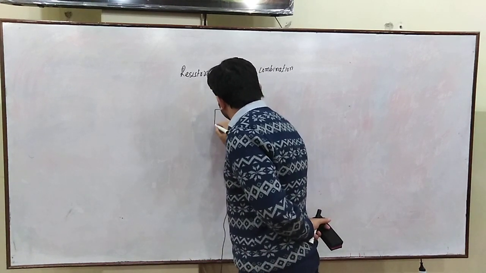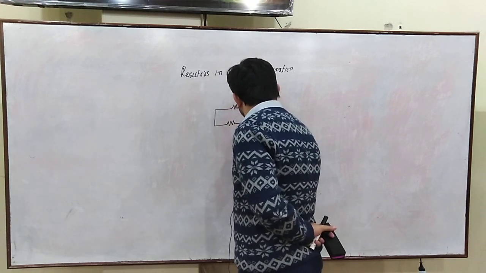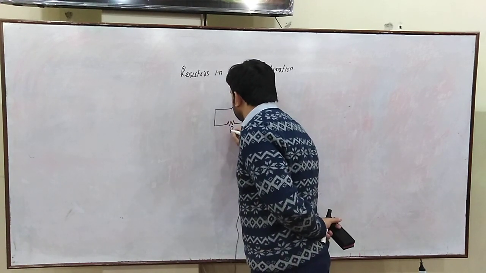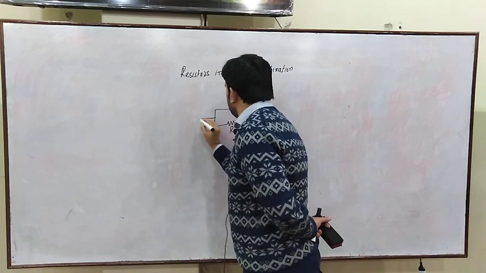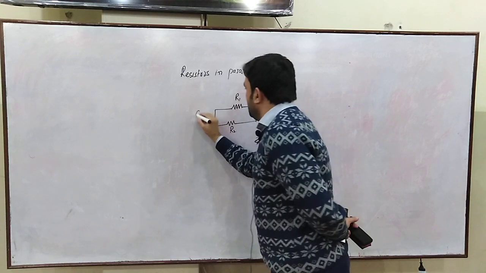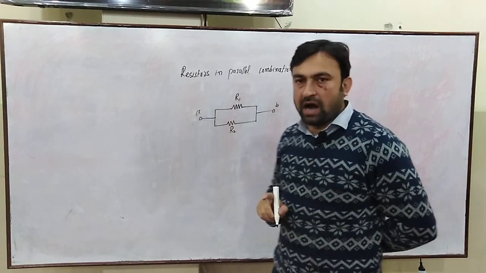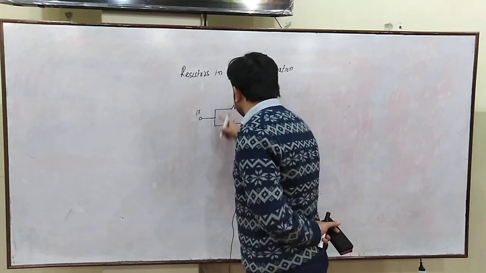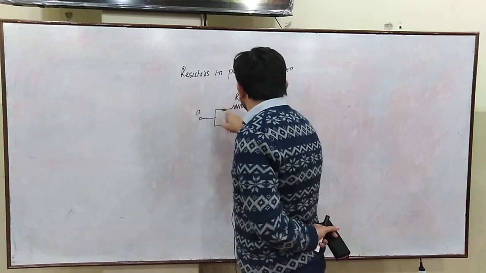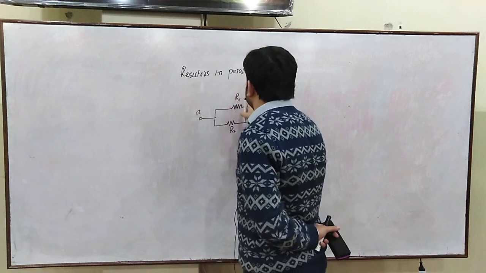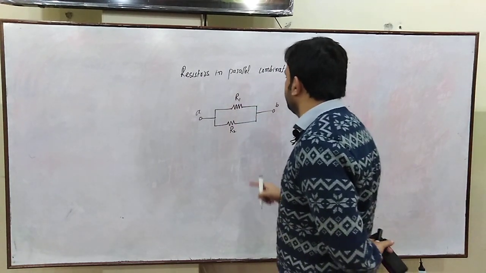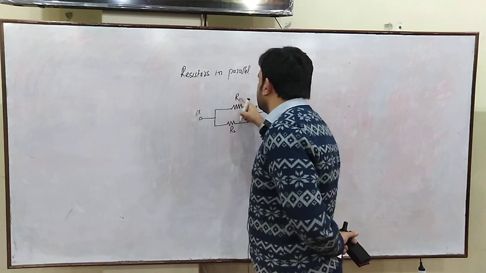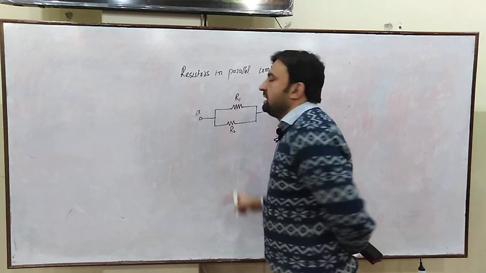We have two elements. This element has a resistance R1 and the second element has a resistance R2. A and B are the terminals. So recall the parallel combination. By definition, in parallel combination, these two elements, resistor R1 and resistor R2, have the same voltage. I mean the voltage across R1 and the voltage across R2 is the same.